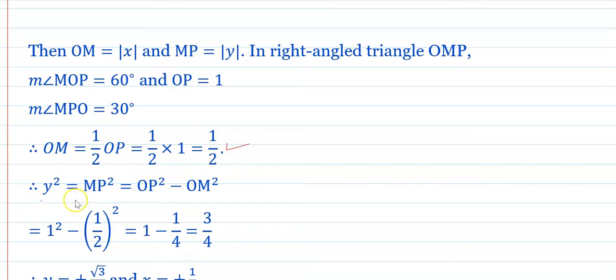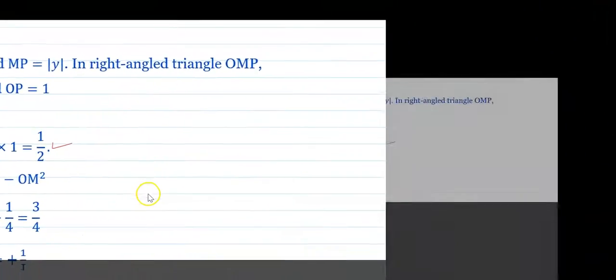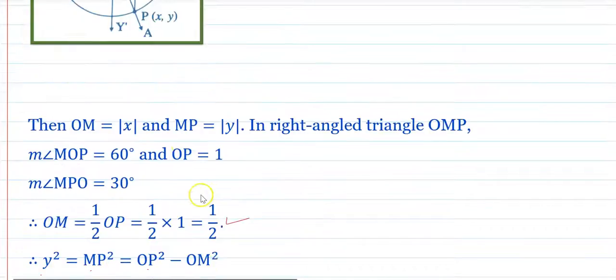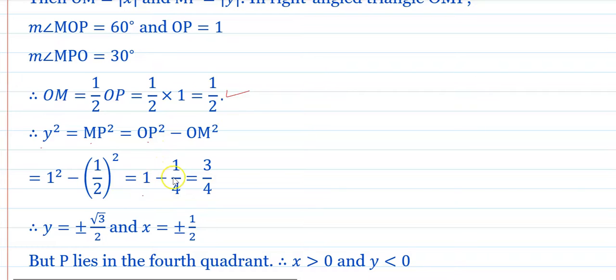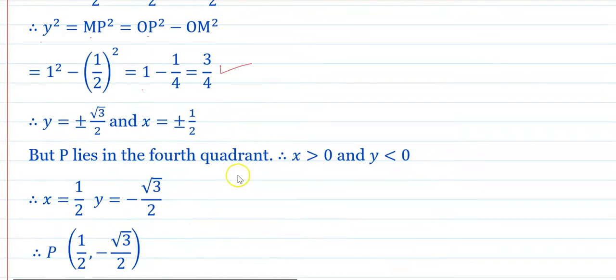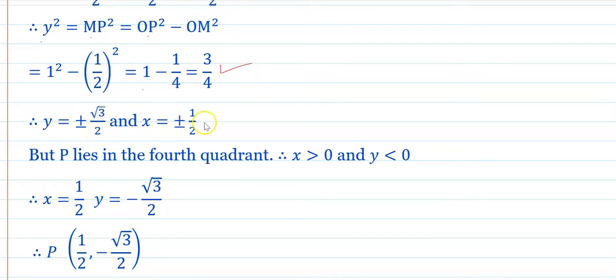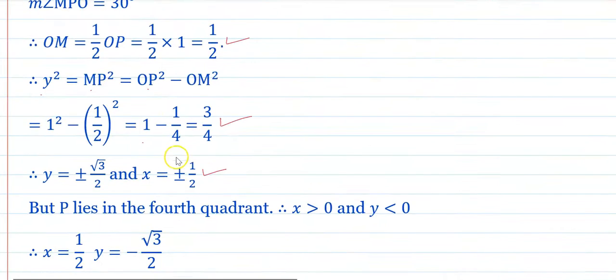y square is equal to MP square is equal to OP square minus OM square. This distance y square is equal to MP square. MP square is equal to OP square minus OM square. That is 1 minus 1 upon 2 bracket square. What does that mean? 1 minus 1 by 4, and that is equal to 3 by 4. Taking its square root, y is equal to plus or minus root 3 by 2, x is equal to plus or minus 1 upon 2. P lies in the fourth quadrant.